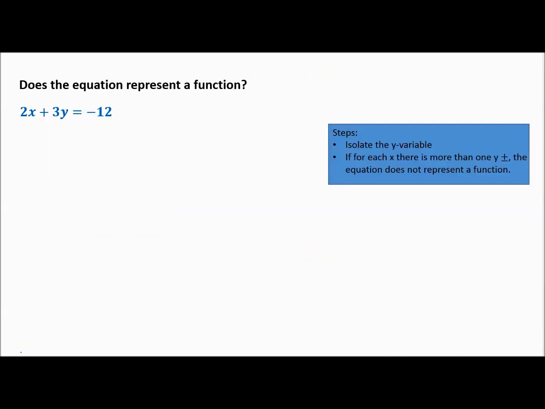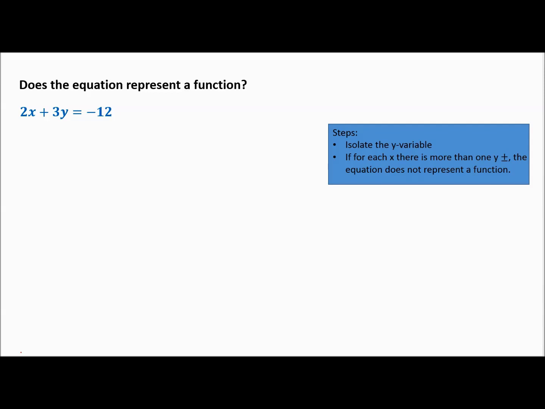All right, so we have a brand new problem here. This time, we don't have a diagram. We don't have a set of ordered pairs. They gave us an equation. So does the equation represent a function? And over here to the right, I have some steps for you. So step 1, isolate the y variable. This isn't the first time you've ever done this, right? You've got to get the y by itself.